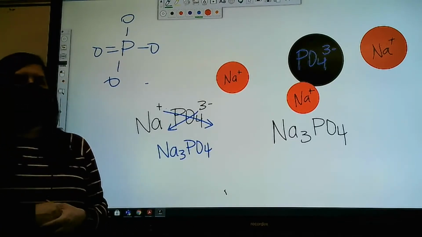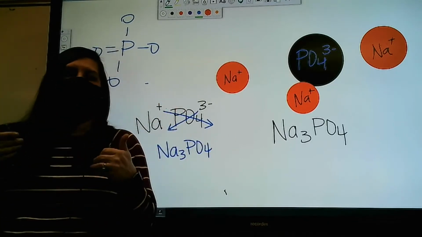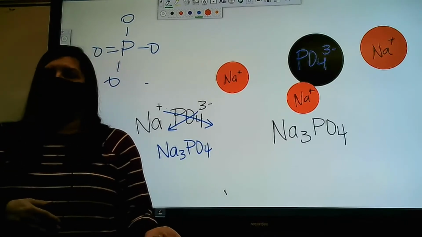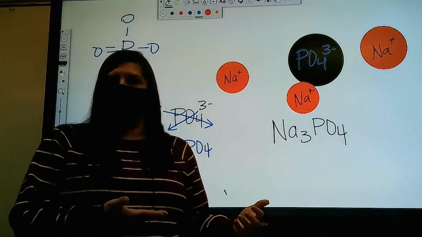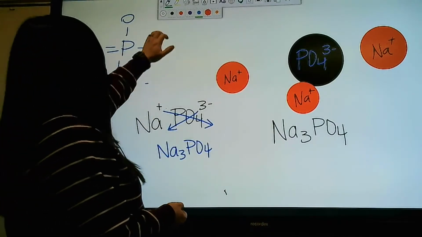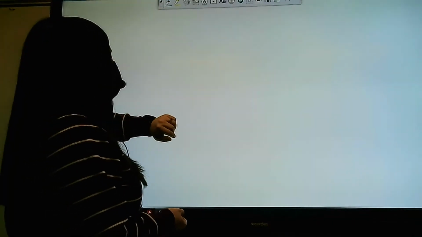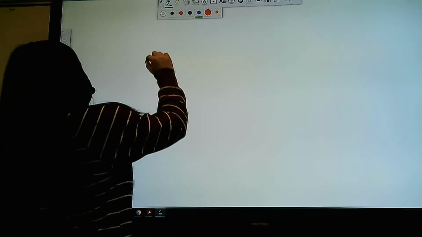I realize that some students just want a general rule: oh, that polyatomic ion, I want to put parentheses around it all the time. I'm not going to count off for it in this class, but know that it's not necessary unless you have more than one. So this is the answer to that first example. If we go to our second example, the second one is magnesium phosphate.